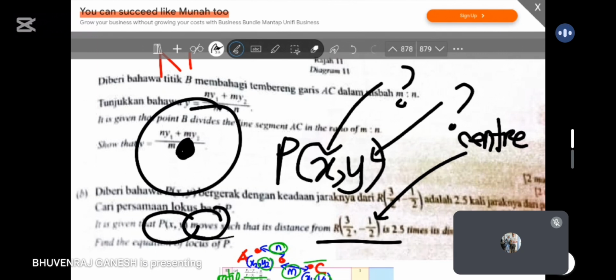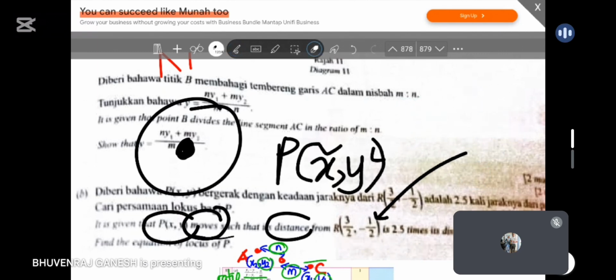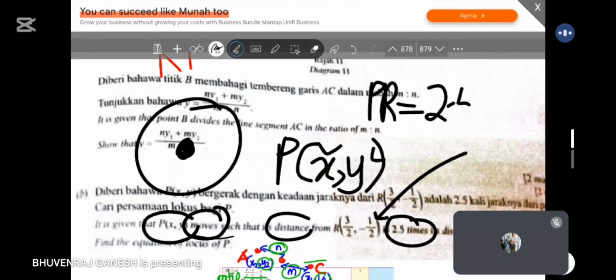Alright, so they say distance. Okay, so means that you must use the distance formula. Am I right guys? Kamu kena guna rumus jarak. Okay, so over here they are talking about the distance PR, jarak PR. Okay, they say 2.5 times guys. So kamu tulislah 2.5 kali. Okay, so they say distance from y axis guys. So may I know jarak dari paksi y? What is the answer? Apa yang kamu akan tulis kat sini? Distance from y-axis.